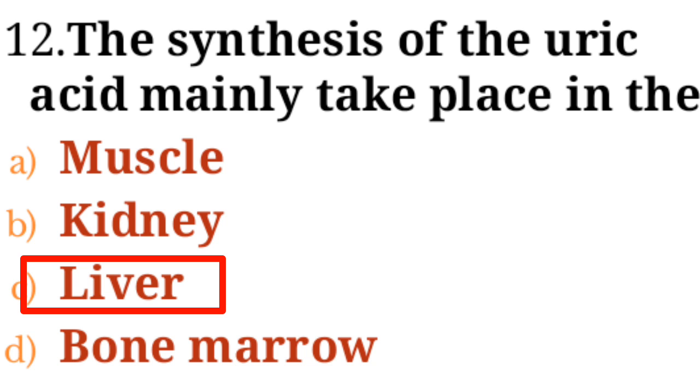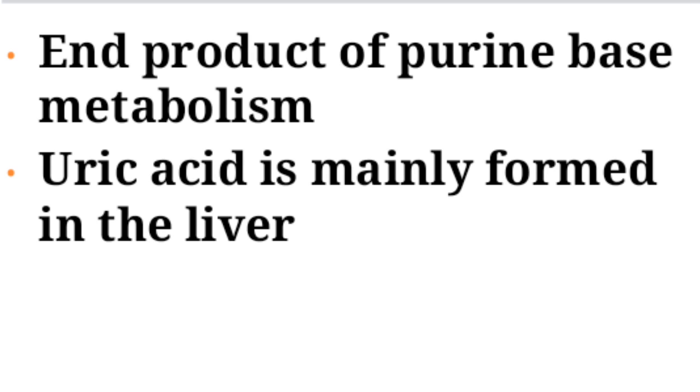Liver. Uric acid is a crystalline acid formed as an end product of purine-based metabolism. Purine base is derived from the nucleic acids and from food containing free purines. Uric acid is mainly formed in the liver.